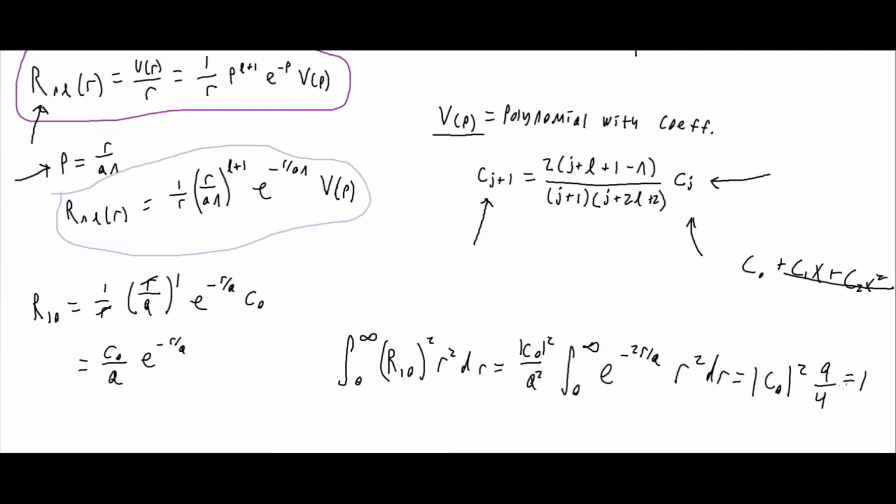And so what we end up with is that our C naught is equal to 2 over the square root of a, because we are dividing both sides by a and multiplying both sides by 4, and then taking the square root of all of this part right here.